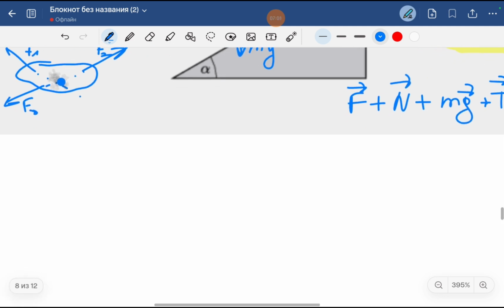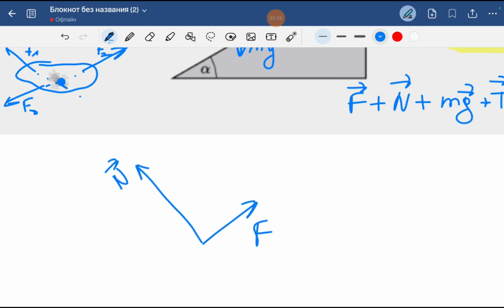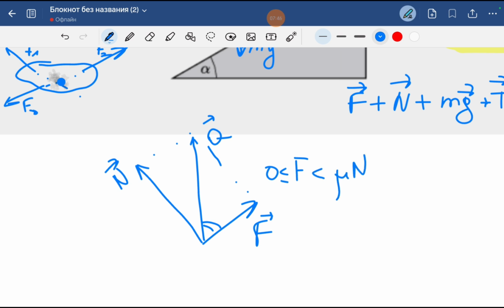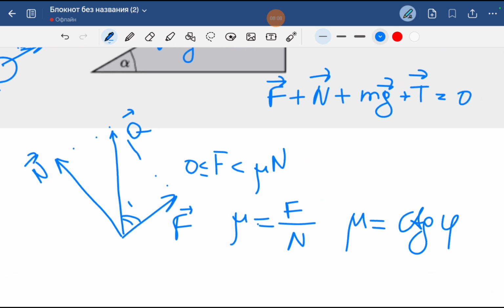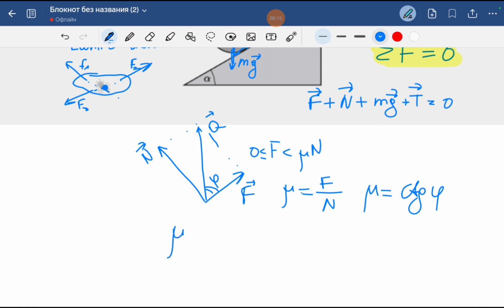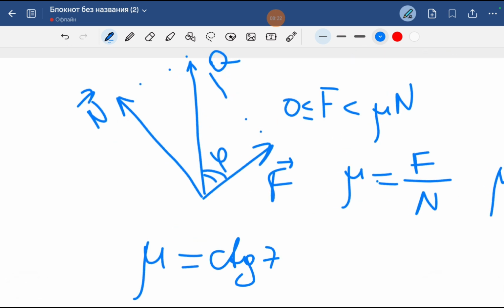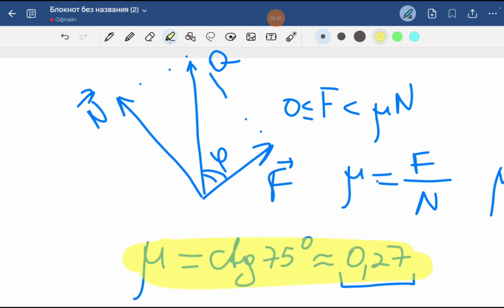Now let's recall what static friction is. Static friction force acts on a body when the relative velocity at the contact point is zero. Static friction force lies within a certain range. If we now draw a triangle of forces, we will see that the ratio of the friction force to the reaction force will be equal to the cotangent of this angle. The resulting value of the friction coefficient will be the minimum value of the friction coefficient.